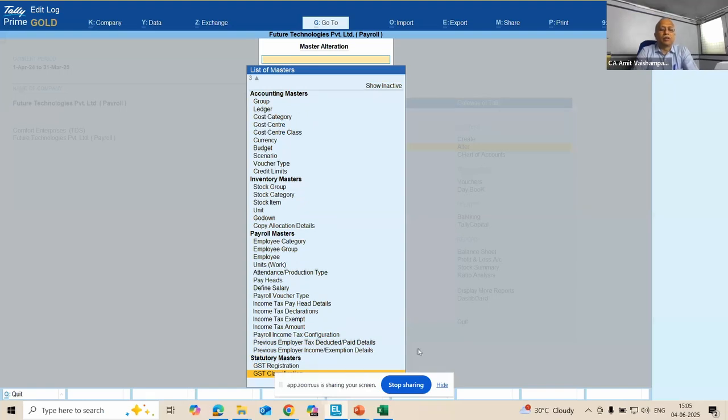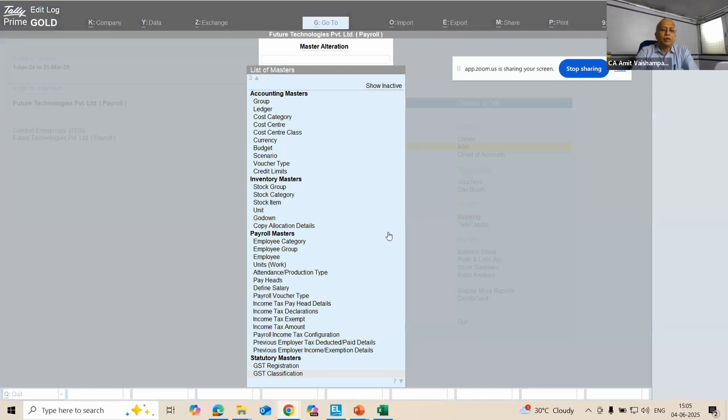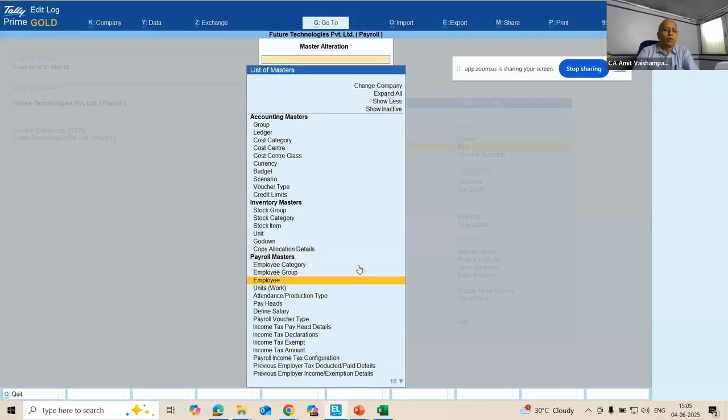So since the current topic is pertaining to TDS or income tax for that matter, let's talk about the various pay heads. In case of a payroll, your pay head is something like your ledger. The way you have ledgers in normal books, you have pay heads in payroll. So you have pay heads, and then you have various income tax pay head details.